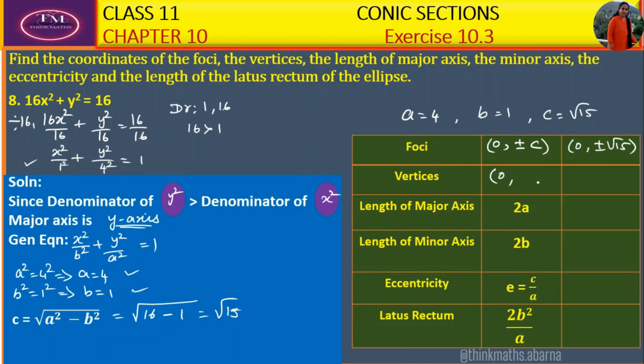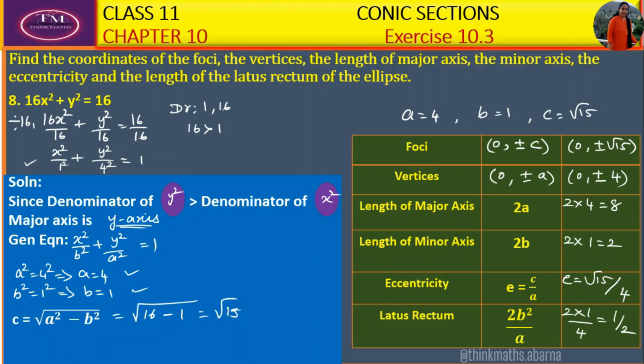And the vertices is 0, comma plus or minus a, so it is 0, comma plus or minus 4. Major axis 2a, so it is 2 into 4, 8. Minor axis 2b, 2 into 1, 2. And eccentricity is c by a. C is root 15 and a is 4. We cannot simplify, this is the answer. And latus rectum is 2b square by a. B square is 1 and a is 4, so 2 by 4 is 1 by 2. So this is the value required for this problem.